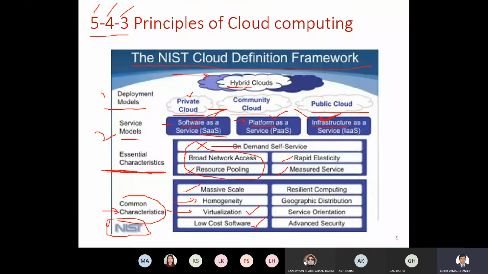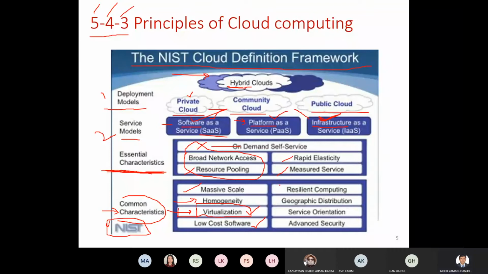Cloud has a strong concept of virtualization. What is virtualization? That's what we were discussing about VMs and hypervisors. But it is not necessary in case some of them don't have it, in case they are a private cloud or a lower level cloud. So anything is possible.